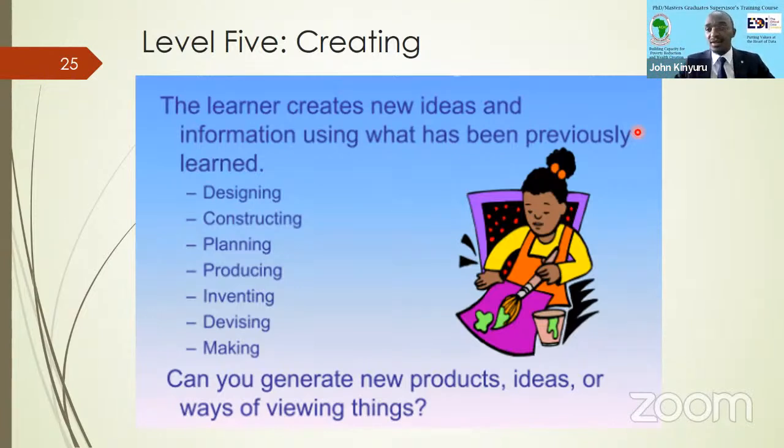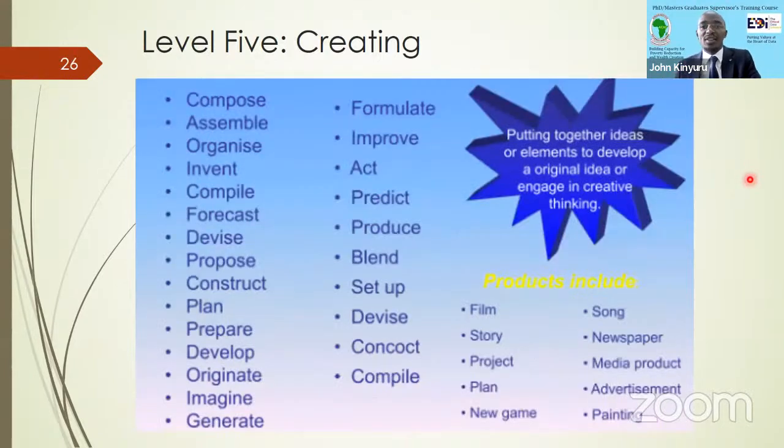And this is the top level of higher order thinking. So you want them to compose, you want them to assemble new equipment, you want them to organize information, new classification, right? The other day, an organization here in Kenya called ICIPE classified a new species of cricket and they named it Pedus icipe, right?